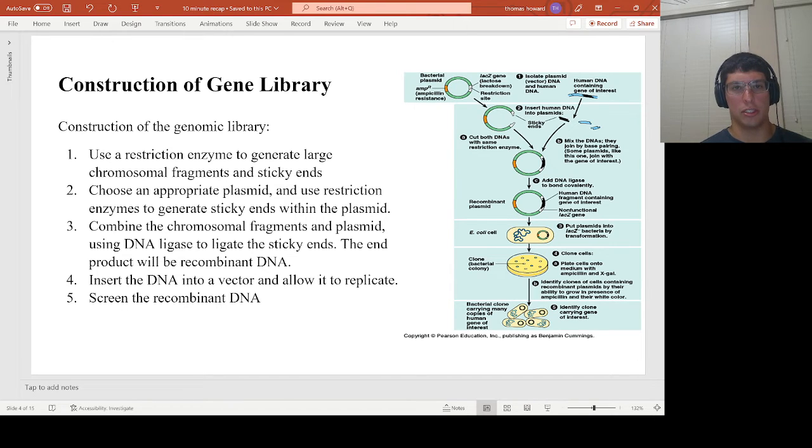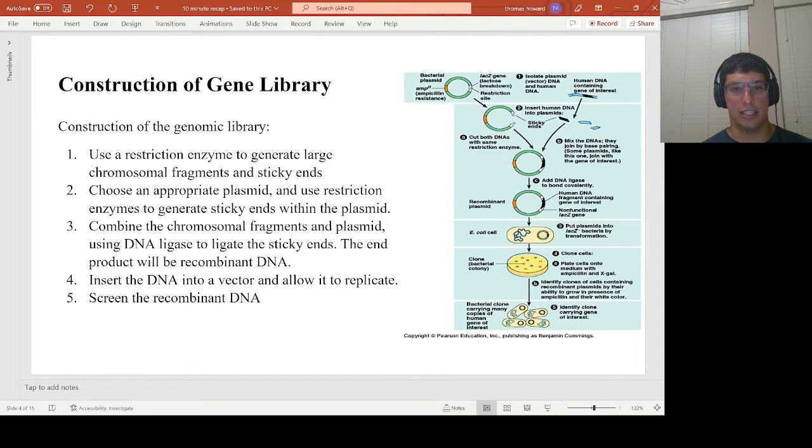genome. And so moving on to the construction of the gene library, it is split up into about 5 steps. The first step would be to use a restriction enzyme to cut apart the genomic DNA. It cuts it apart into large fragments and generates sticky ends. During the time that we are cutting apart the genomic DNA, we also are using another set of restriction enzymes to cut apart the bacterial plasmid DNA and also generating sticky ends.